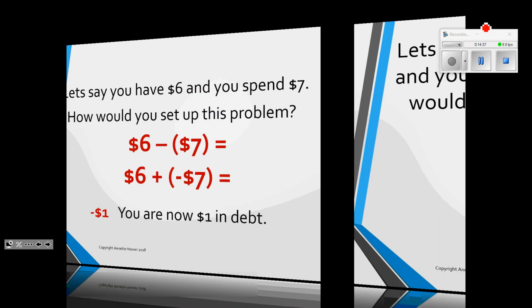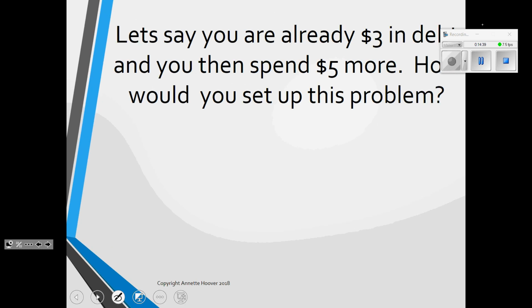Let's say you're already $3 in debt. If you're already $3 in debt, that would be a negative 3 because being in debt is negative. And you then spend $5 more. So if I spend money, I'm also subtracting that again. How would you set up this problem? So you're already $3 in debt. That would be a negative 3. You spent $5 more, so that would be subtracting 5 more. So we have negative 3 minus 5.